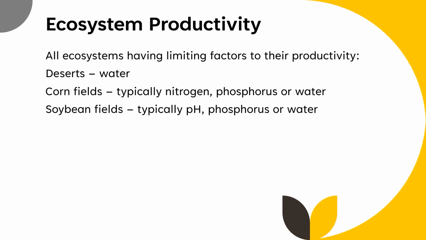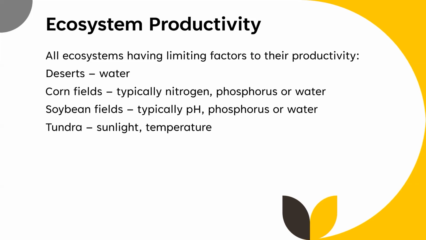Soybeans are a little different. They produce their own nitrogen with symbiotic bacteria. Soybeans are typically going to be limited by something like the pH of the soil. Legumes don't like acidity. Phosphorus can also limit them, or, just like corn, if there's not enough water, they won't grow that well.